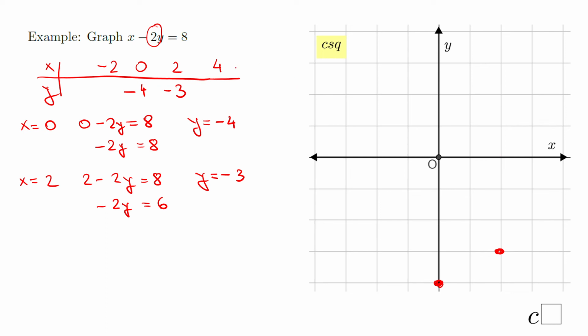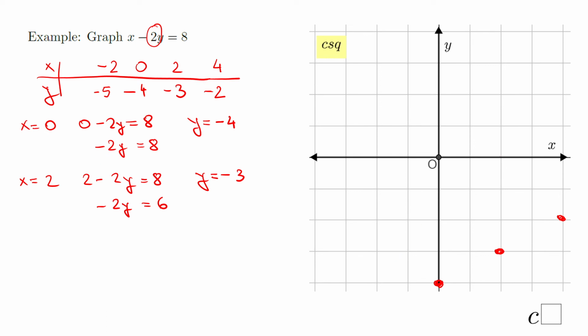We can move to 4 if you want. I think we're gonna get this value. You may want to check it. 4 and negative 2, check it. For negative 2, we're gonna get probably negative 5, which I cannot plot. Again, you may want to check it.